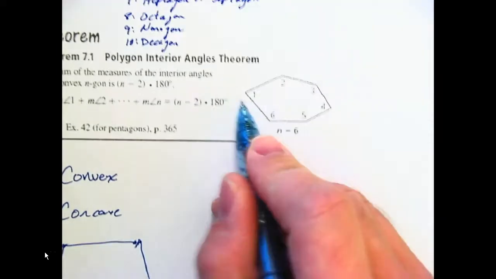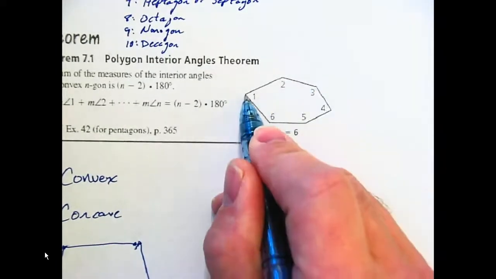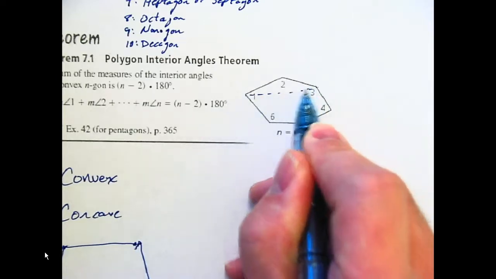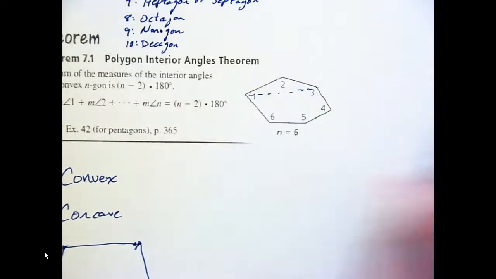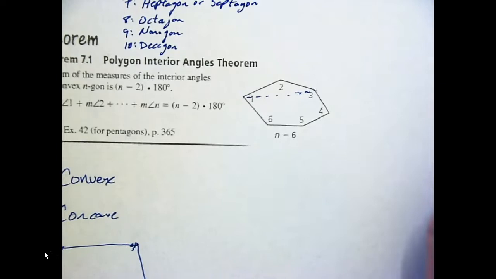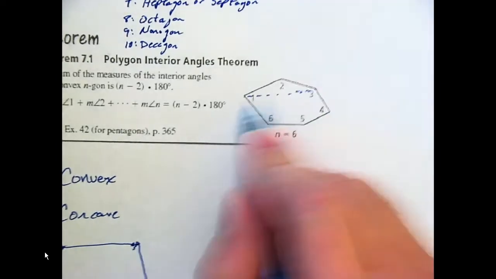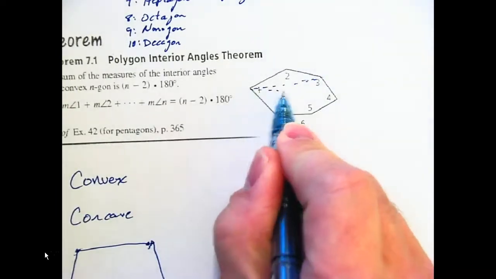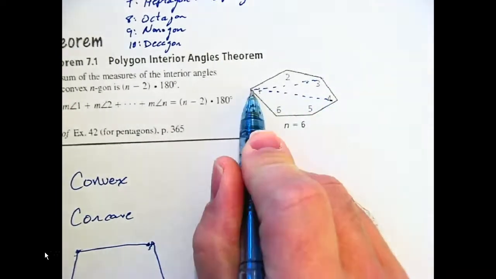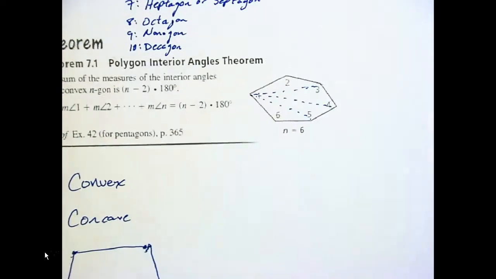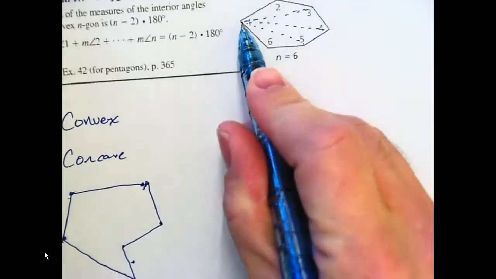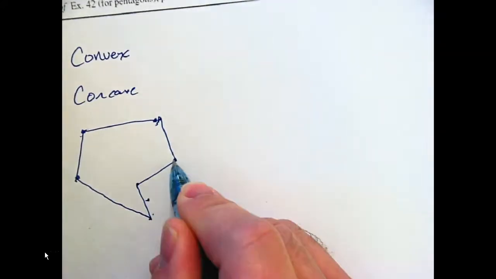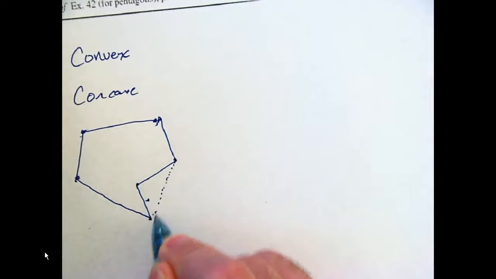Okay, is 1 to 3 a diagonal? Yes. Why? Because it connects 2 vertices and is not a side. It is a line. Okay, is 1 to 4 a diagonal? Yes. Is 1 to 5? Yes. Okay? Now, is 1 to 6? No. How about here to here? Is that a diagonal? Yes.